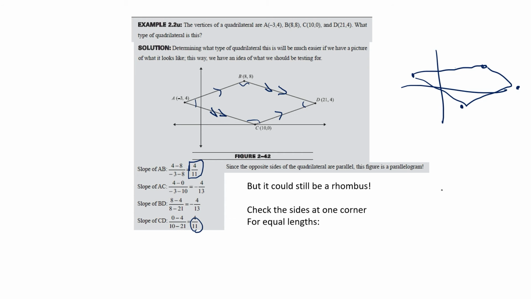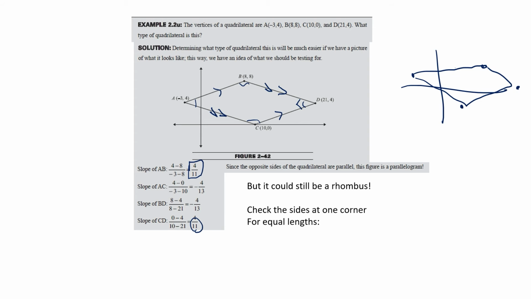Since the opposite sides of the quadrilateral are parallel, it is a parallelogram. And we know that because none of these slopes are perpendicular to each other. So if this was 4 over 11, and this was negative 11 over 4, then we would say it's a rectangle or a square, because they would have a 90-degree angle right here, but they don't. So we can eliminate those two options, square and rectangle, were they to be answer choices.